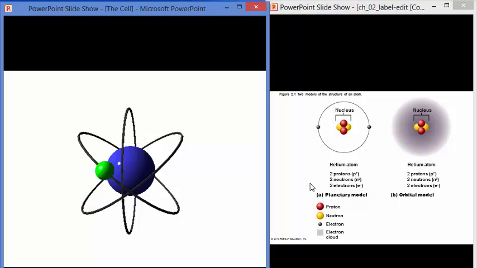All of these are important elements which make us up as an atom.